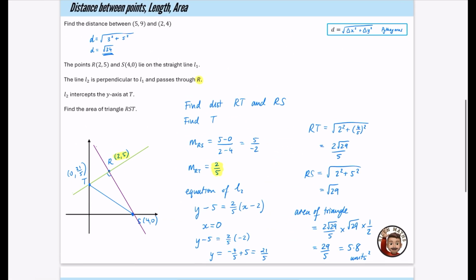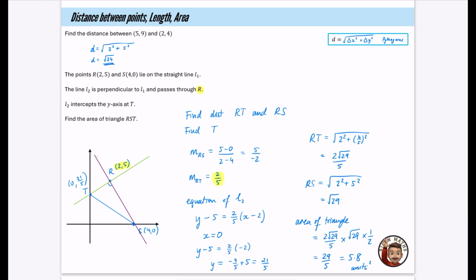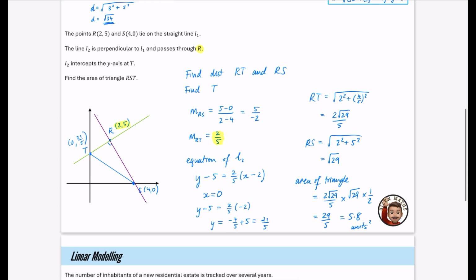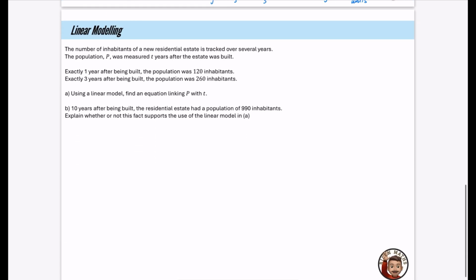So it's a lot of steps. This is why people find this topic more challenging, simply because there's just a number of steps and organizing your thoughts really, really carefully. Okay, we're going to finish off with a pretty straightforward question, but it's more to show you that they love to have modelling in these exams.